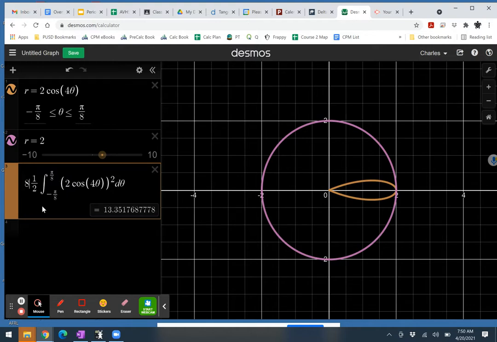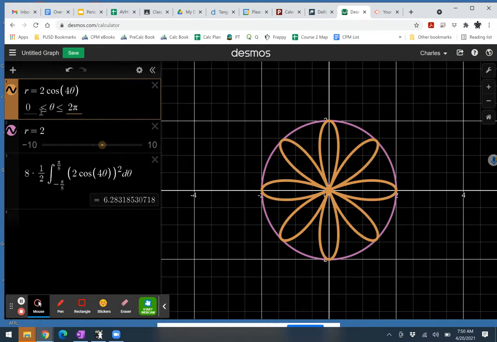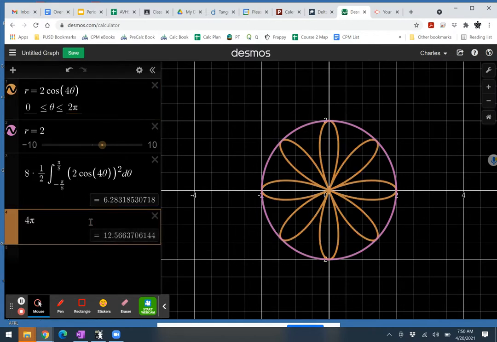So this is 8 times that because there's 8 of these flowers, remember? So now if I'm looking at this, I would have 0 to 2 pi. I've got the area that's inside the circle. I would just take 4 pi minus 2 pi, and I get 2 pi.